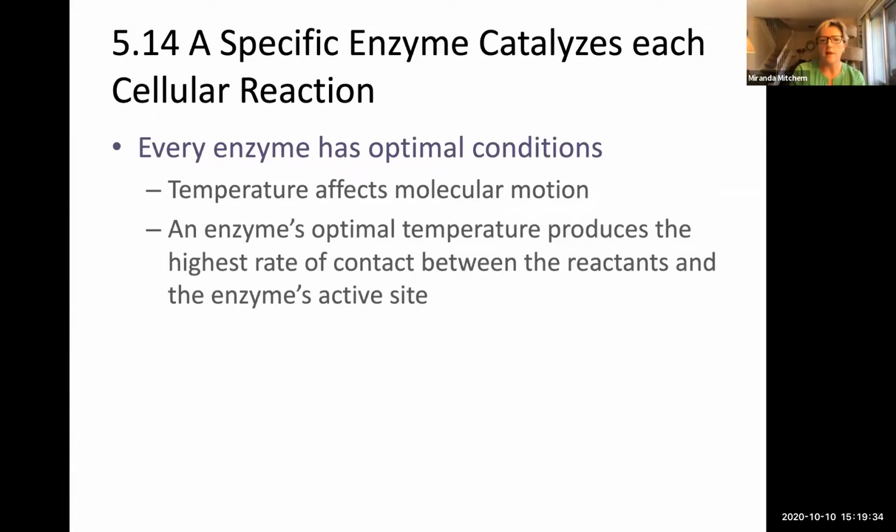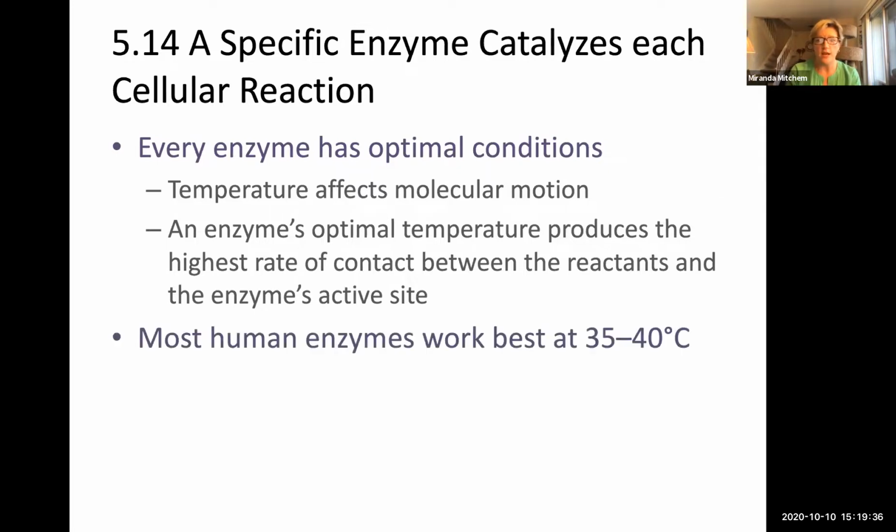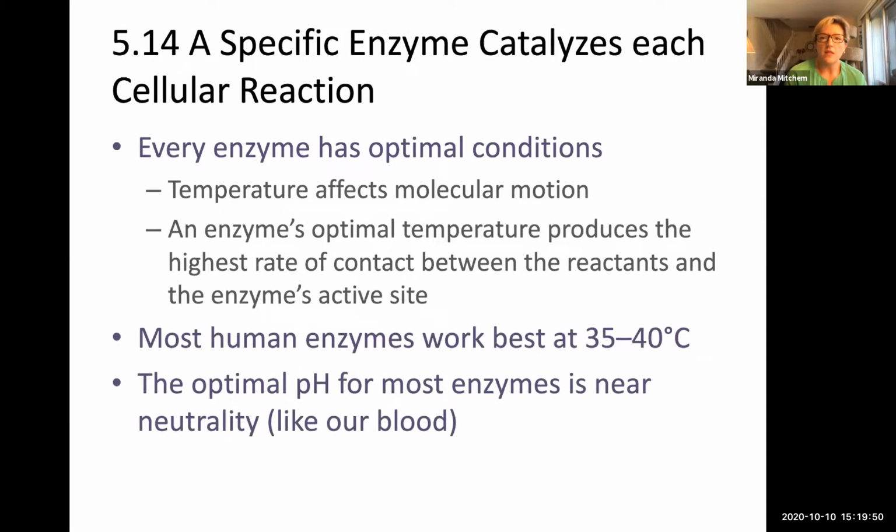So there is an optimal temperature for each enzyme, and for us, it's our body temperature. They're usually optimized to function between 35 to 40 degrees Celsius, and 37 degrees Celsius is 98.6 Fahrenheit. And the same is true with pH and salt content. Enzymes function best when they have the same pH or the same salt concentration as our blood.